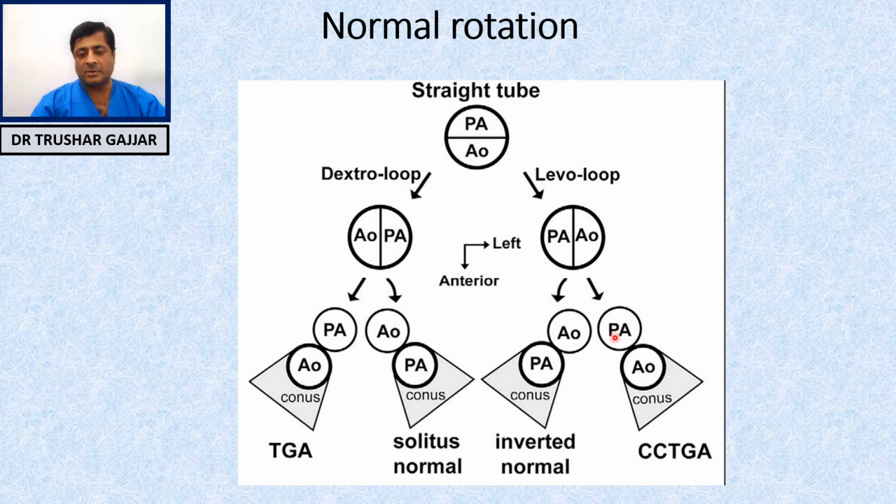But if there is a counterclockwise loop and the subaortic conus is patent, then this will lead to the formation of the anomaly called corrected transposition. So the pulmonary artery is on the right and posterior, while the aorta is on the left and anterior.